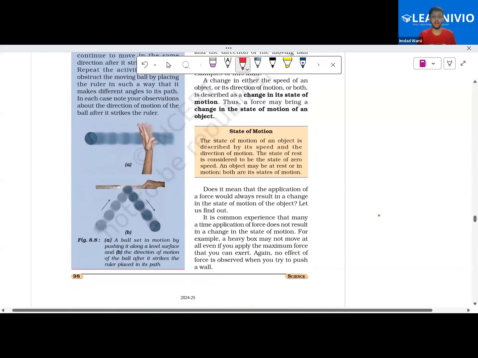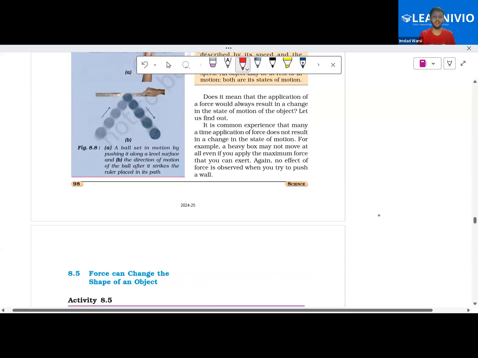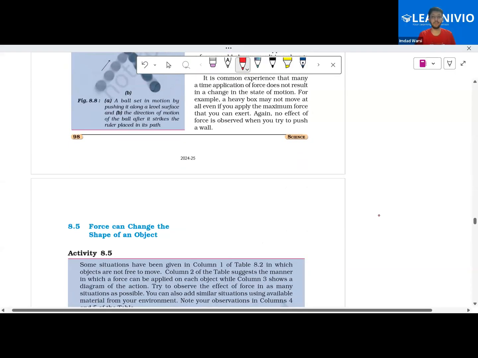Also, the second one: force can change the shape of an object. Give me an example. Making dough. You have to use muscular force to change the shape. That is called kneading the dough. Not making the dough, it's called kneading the dough.